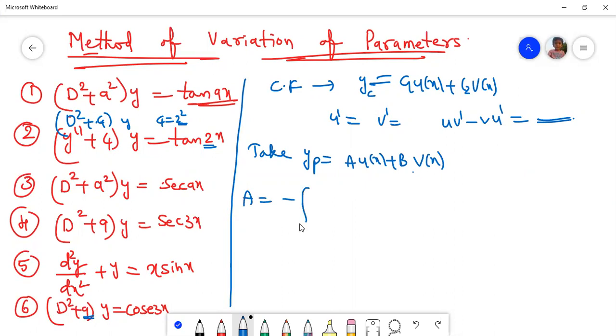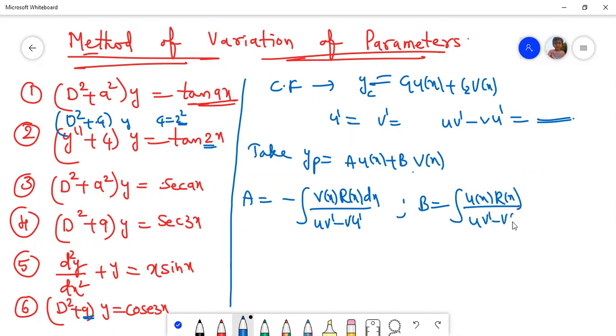Those are the formulas: a equal to minus integral v(x) r(x) dx by uv' minus vu', and b is equal to integral u(x) r(x) by uv' minus vu' into dx. From this, we can find the a and b values. Those are substituted in yp. Then lastly, the general solution is y equal to yc plus yp.